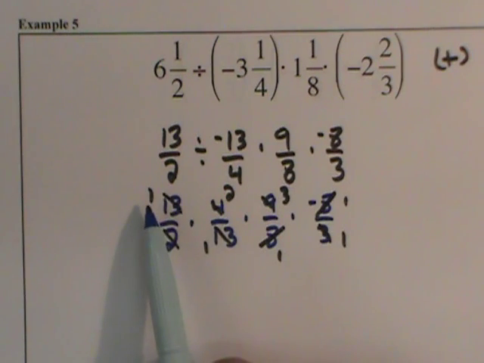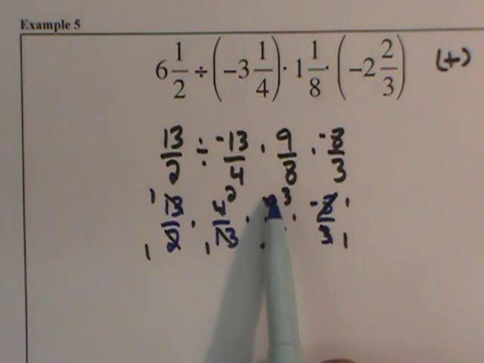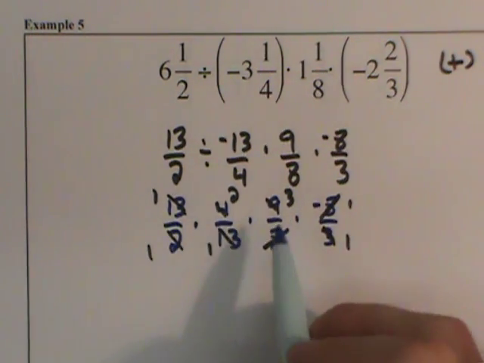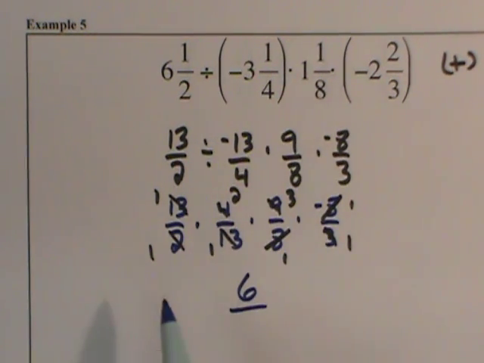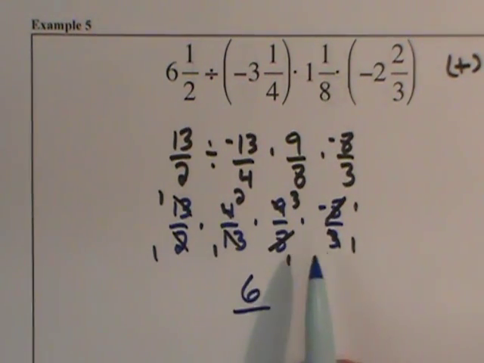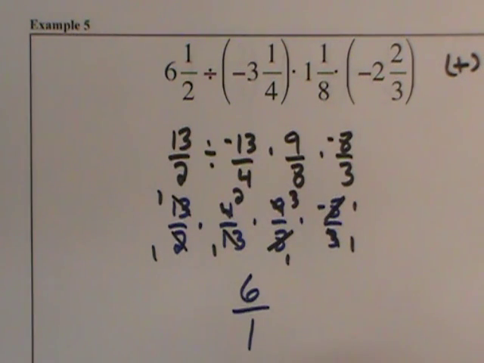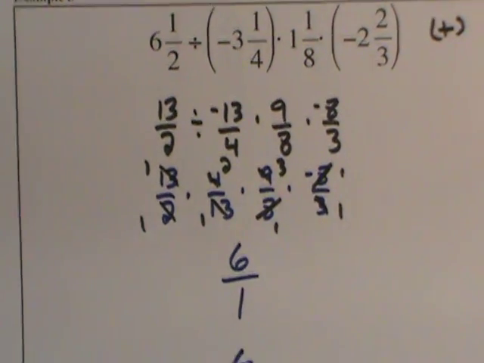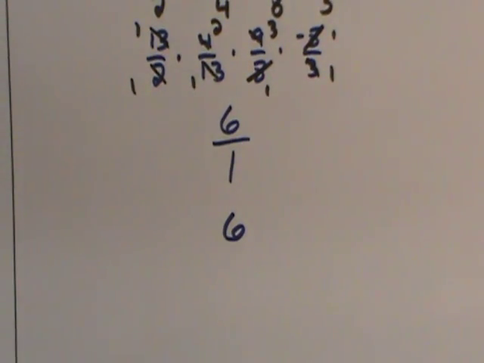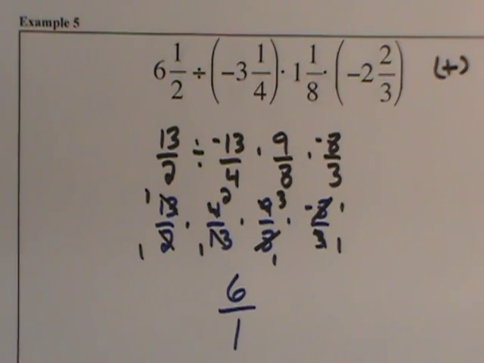So I look at this, I get 1 times 2 times 3 times 1. 2 times 3, of course, is 6. For the denominator, 1 times 1 times 1 times 1 is 1. That means that your final answer is just 6. That is example 5 for multiplying and dividing fractions and mixed numbers.